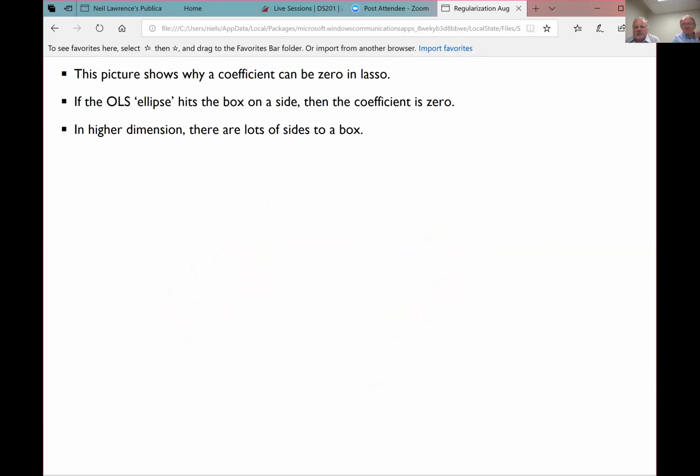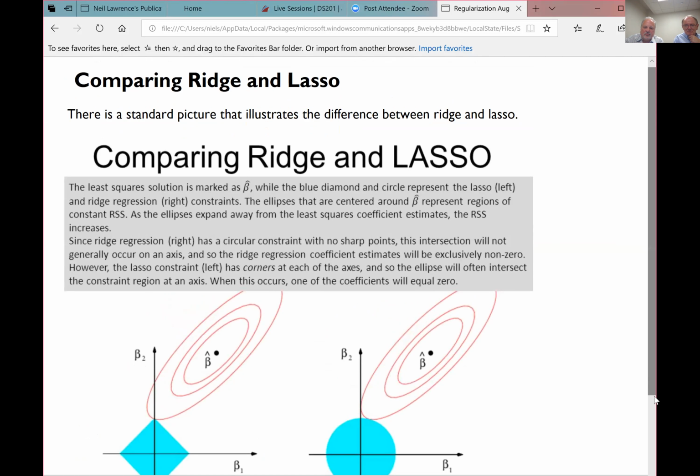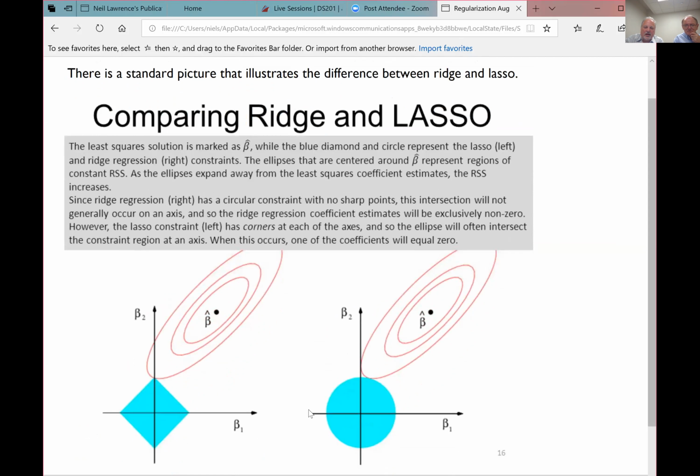So let me just go back. This shows you why you can get a coefficient of 0. On the circle, there are no distinguished points. Every point is the same. But on the square, you have these 4 points, the corners of the square. And if your decision boundary hits one of those 4 points, that means one of the coefficients is 0. Right? So you say, well, there's 4 points out of infinitely many. That isn't so big. But remember, a two-dimensional lasso problem is not probably going to eliminate variables.